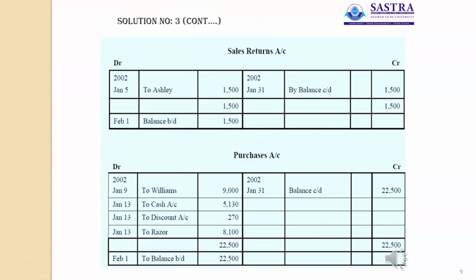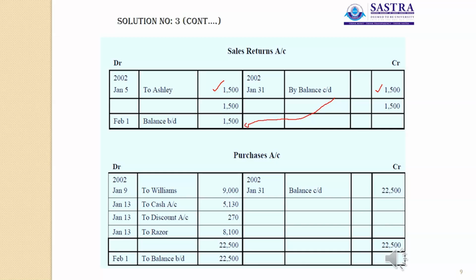Then sales return. Next we prepare the sales return account. Sales return is where Ashley returned the goods to us. So January 5th, 2002, Ashley returned goods worth 1,500. There is no other return here. So by balance carried down at the end of the month, January 31st, 1,500. So the account was closed here. This amount is brought forward to the next month of February, 1,500.